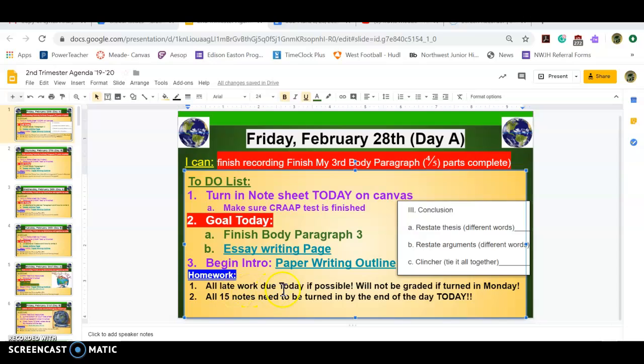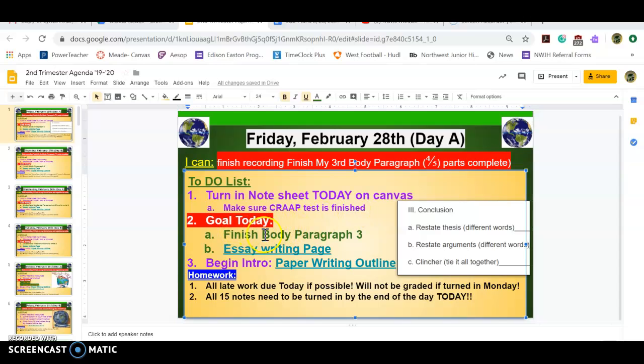On the docket today is make sure that you turn in your note sheet to Canvas. The Canvas title for that will be Global Issues Notes. So get that turned in, it'll be worth 10 points. It'll be the last grade in your second trimester grade book.